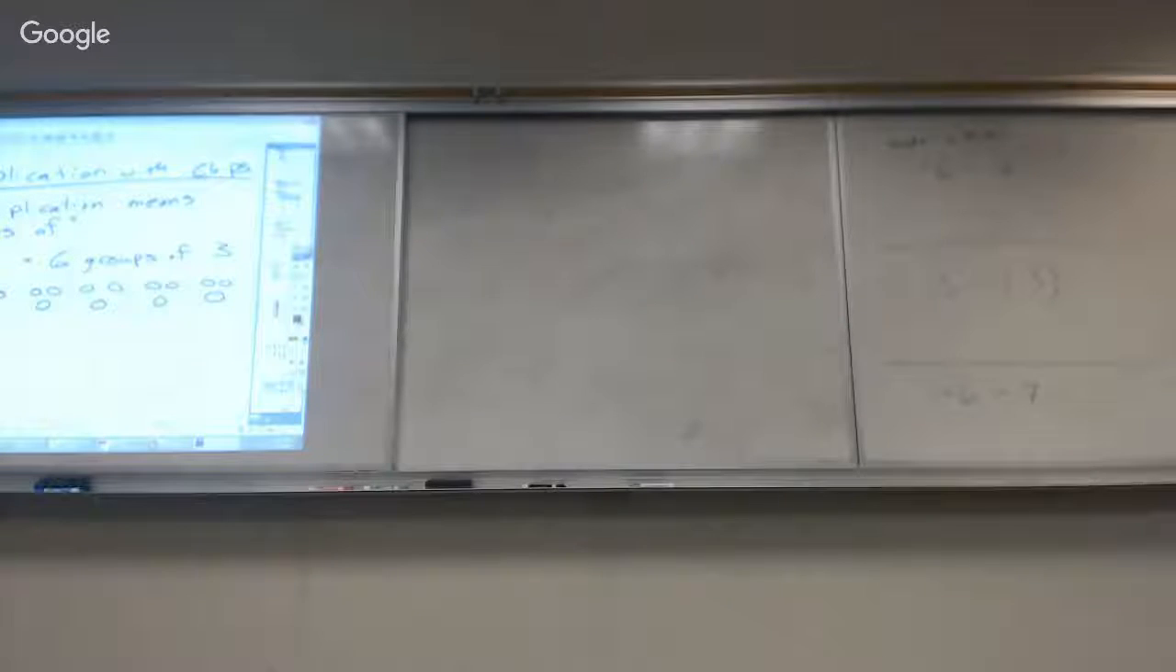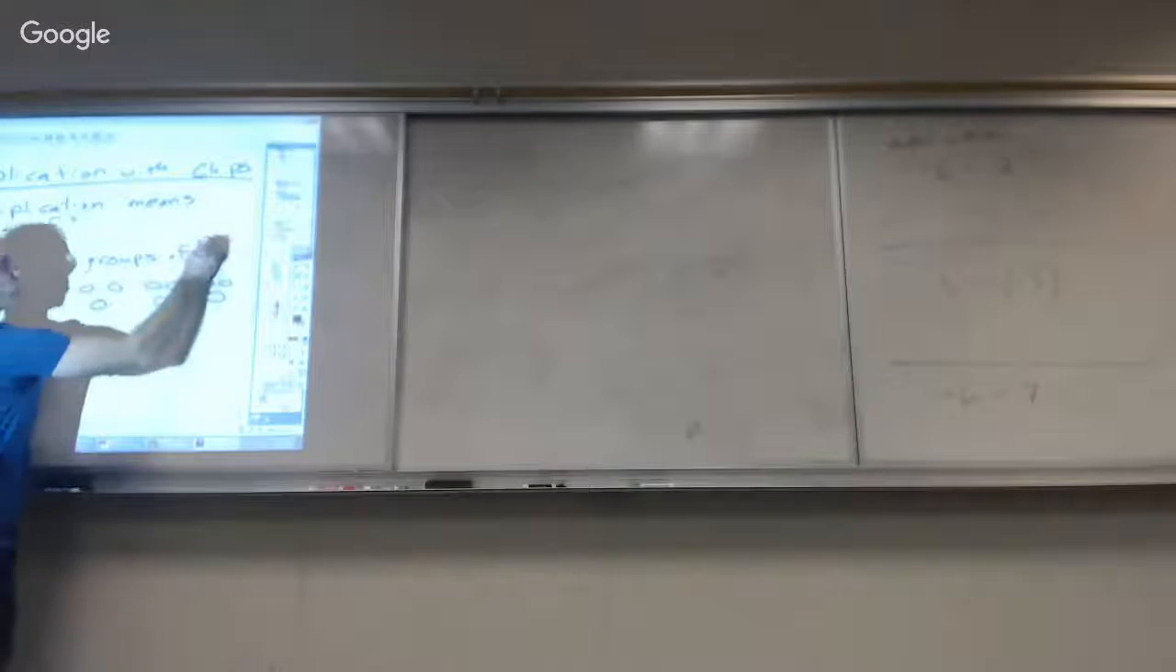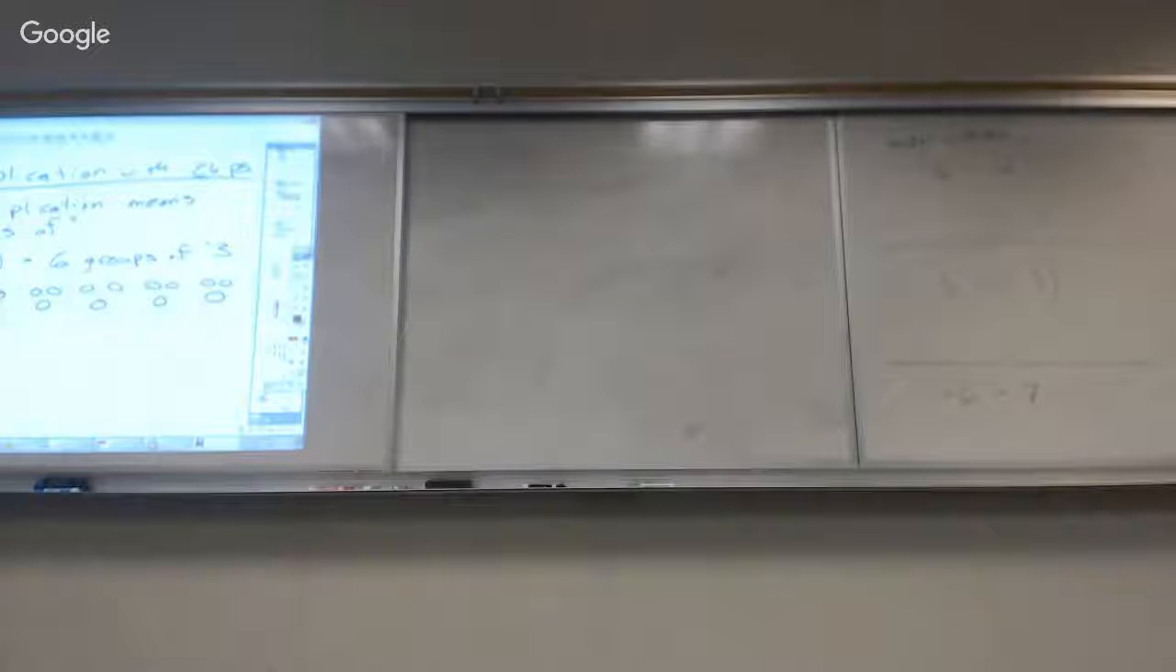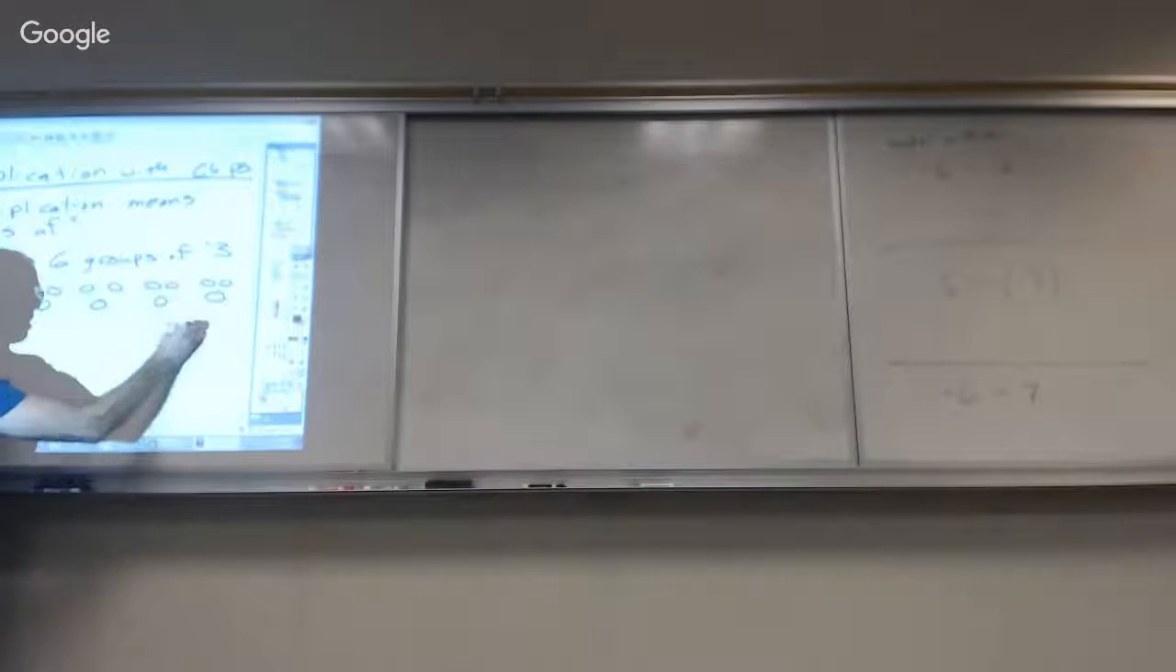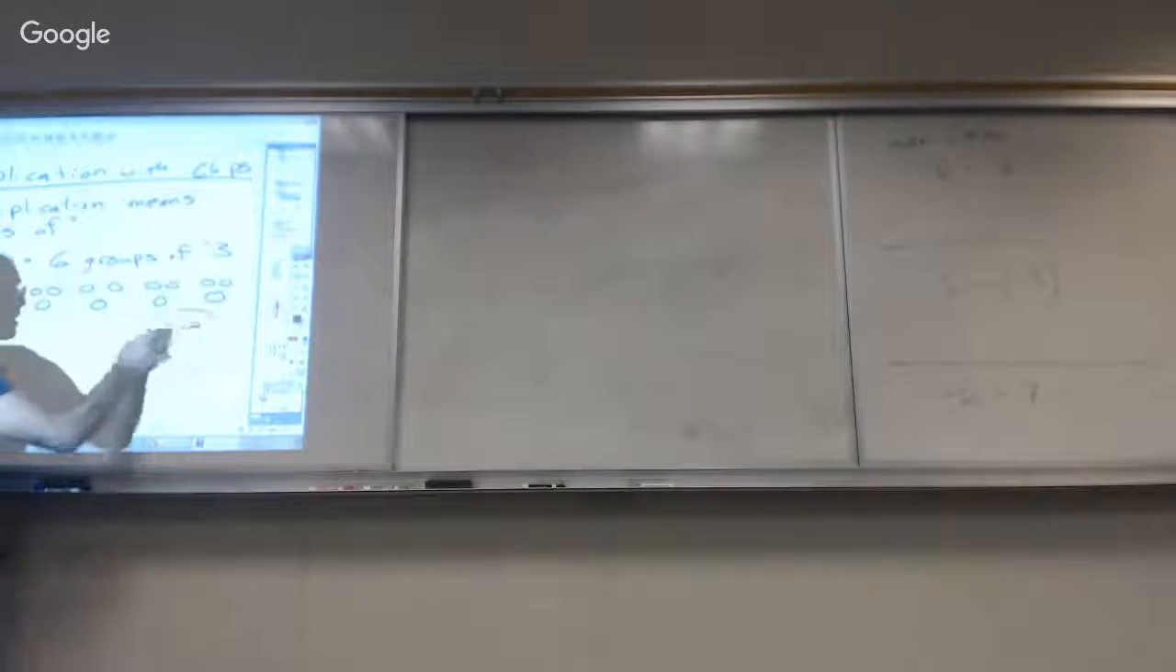Okay, so there's my 6 groups of 3. I count them up and I get 18. Now, I could throw in the idea of integers, where this is a positive, and this is a negative, and this is 0. So if I add that model here, then what have I actually drawn a picture of above? Yeah, I actually just drew a picture of 6 times -3, which is 6 groups of -3, which has to be, count them up, there's 18 of them, they're all negative, so it has to be -18.